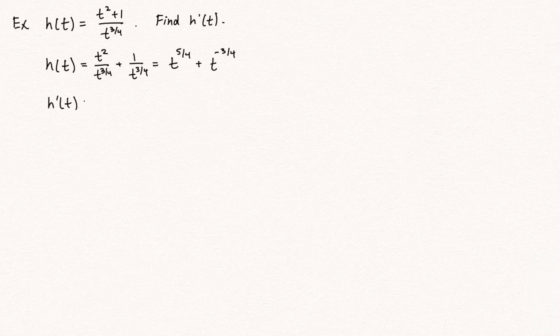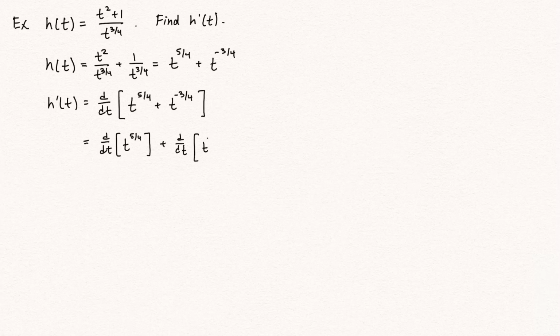So h prime of t will be equal to the derivative with respect to t. And this time it's with respect to t because our function is a function of t. Of the quantity t to the 5 over 4 plus t to the negative 3 over 4. Since this is a derivative of a sum, we can distribute the derivative into the sum. So we get the derivative with respect to t of t to the 5 over 4 plus the derivative with respect to t of t to the negative 3 over 4. And finally, we can evaluate our derivatives.